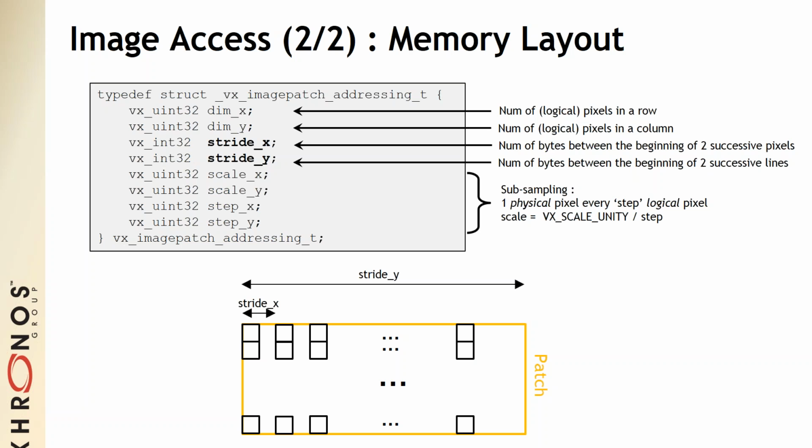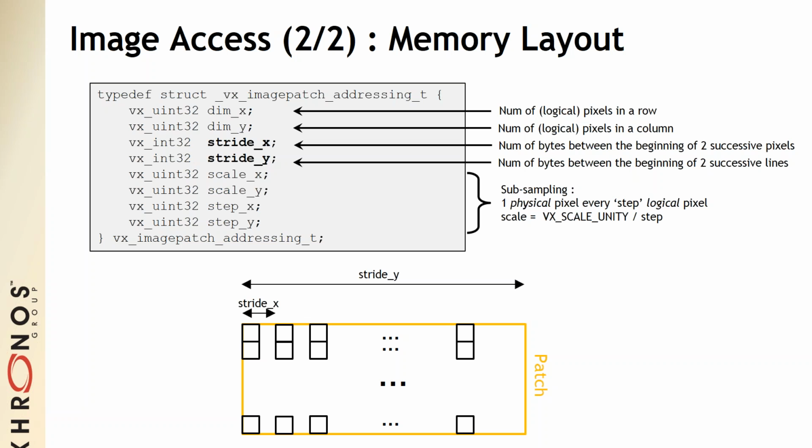Now let's look at the memory layout. It is specified using the image patch addressing T data structure. There is a number of columns and rows, and there is xstride, which in case of a single 8-bit image would just be 1, so that when you advance by 1 byte, you get to the next pixel. That's what the xstride is.